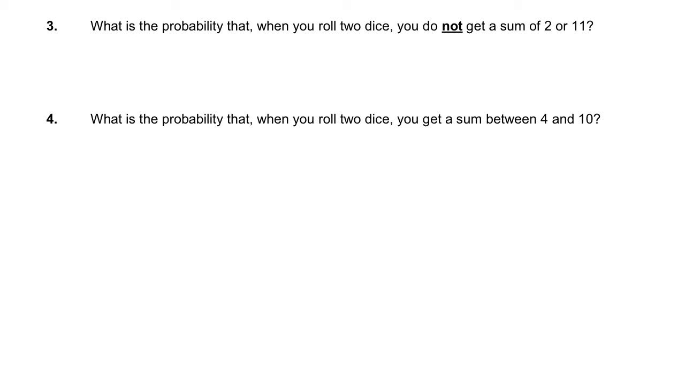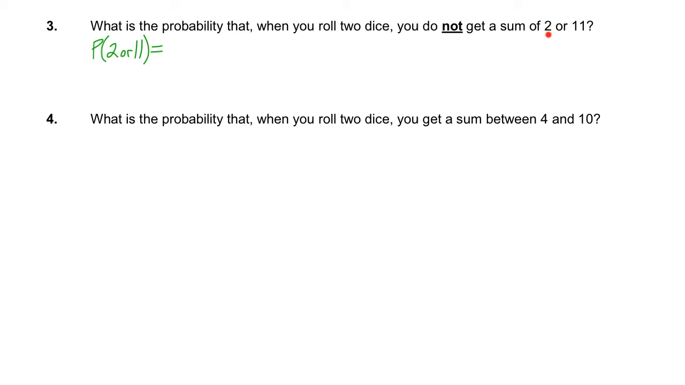So that chart that you have with you on the front of the page of all the possible outcomes when you roll 2 dice, that might come in handy for this. What is the probability that when you roll 2 dice, you do not get a sum of 2 or 11? Well, you can look at the chart, you can count up all the instances that are not 2 and not 11. That's a lot of counting because there's a lot of possible outcomes. Or you can use this idea of the complement.